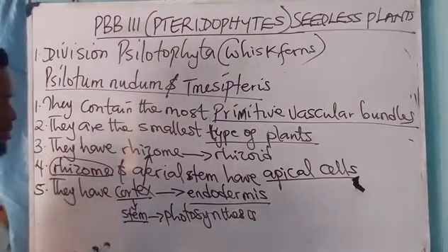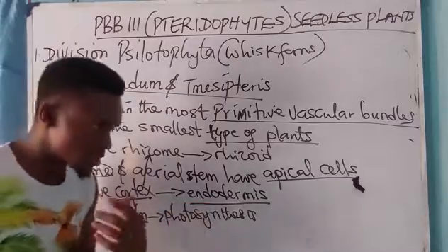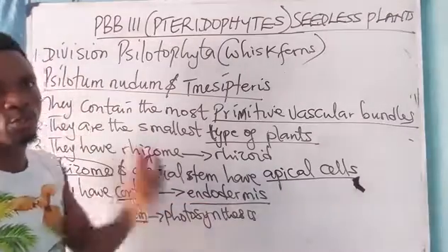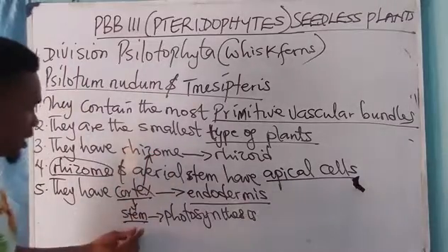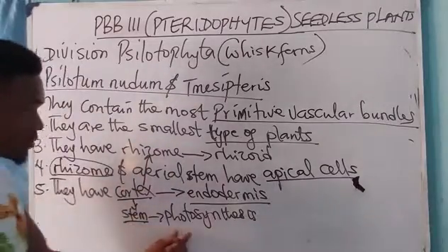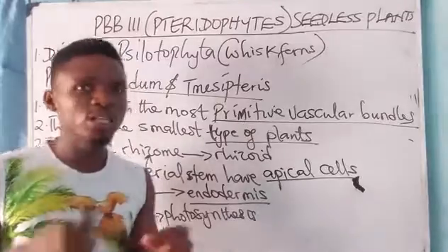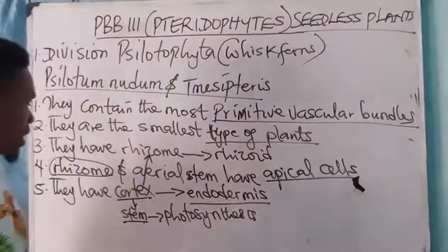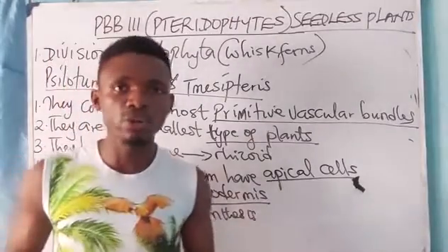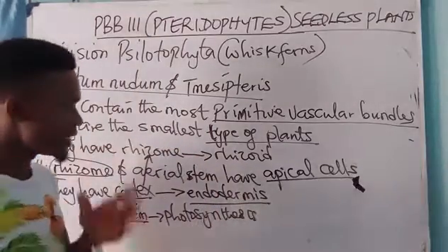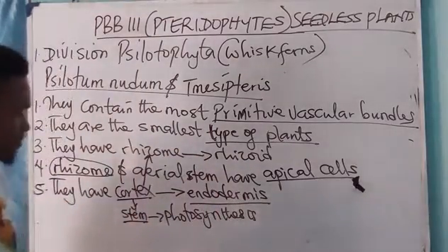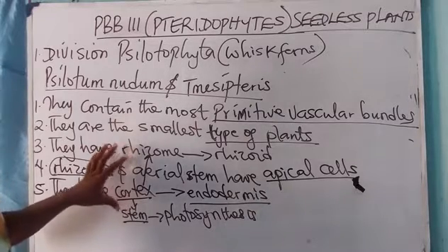You have cortex, the inner part of which is the endodermis. It regulates the uptake of nutrients. When the cortex is found in the stem, it enhances photosynthesis. Then when it is found in the rhizome, it enhances the storage of food molecules. Please take note of the differences. Okay, I think that is all for now.